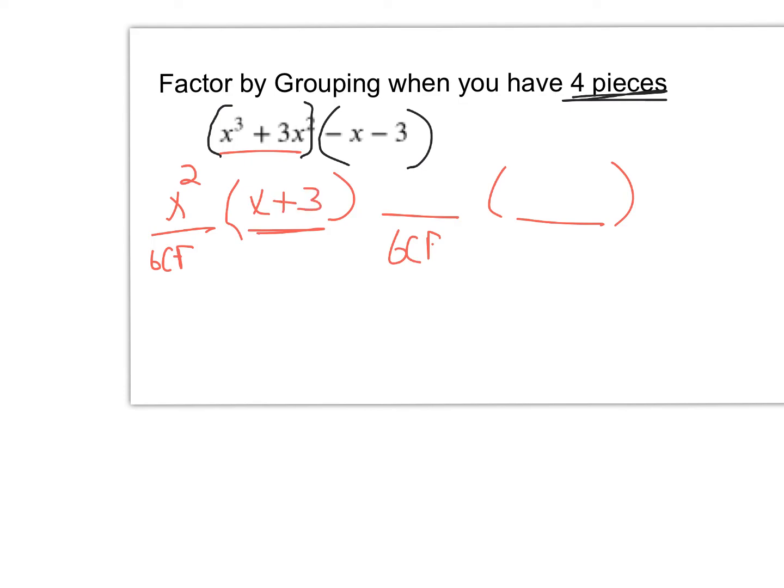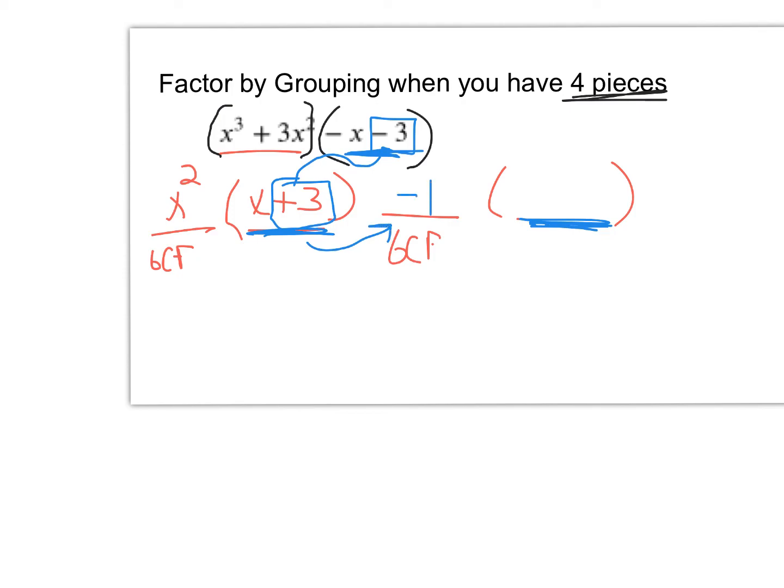Now, here's the thing. For the second parenthesis, we need these parentheses to match. So in order to do that, again, we have to take a GCF out of the second group, and when we do that, it has to look like this. Kind of a trick I teach my students is, if you're not really sure, take this piece right here and divide it by this piece right here. Okay, so negative 3 divided by positive 3 is negative 1, and that answer goes here.